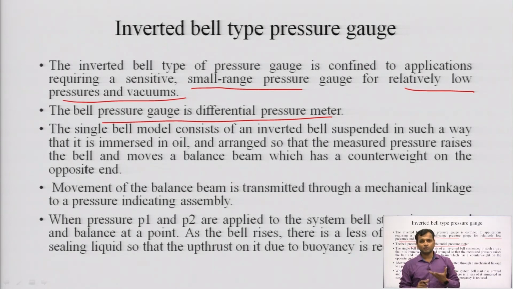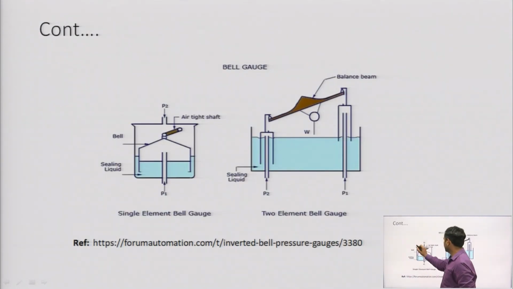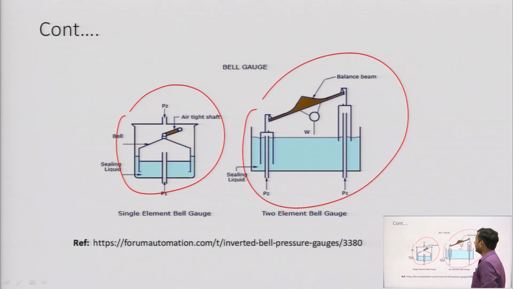So, because of the applied pressure we can measure the pressure by balancing that inverted bell. The movement of the balance beam is transmitted through a mechanical linkage to a pressure indicating assembly. That movement is proportional to the applied pressure. So, with the inverted bell type pressure gauge we can measure the applied pressure, as you can see in the diagram. Here you can see the single element bell gauge and this is the 2 element bell gauge.